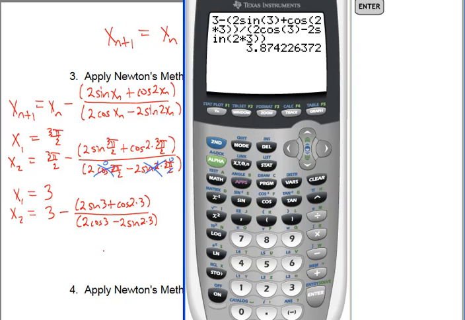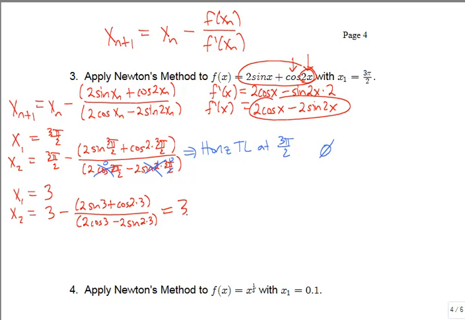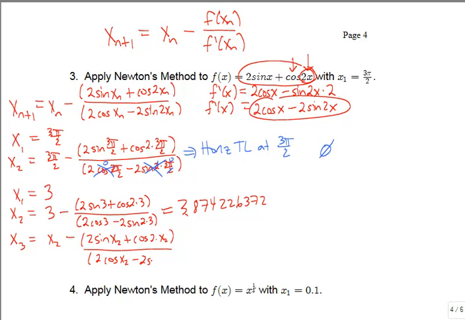So my next guess here would be 3.874226372. And now we're going to let x sub 3 be that x sub 2 value minus 2 sine of that x sub 2 plus cosine of 2 times that x sub 2, all over 2 cosine of x sub 2 minus 2 sine of 2 times x sub 2. And I'm just going to use that last entry command to help me get this next guess.